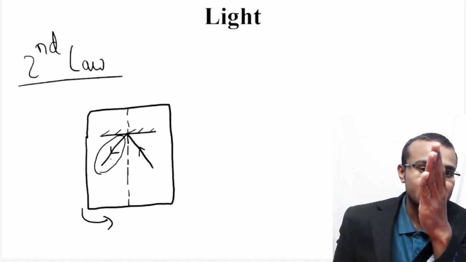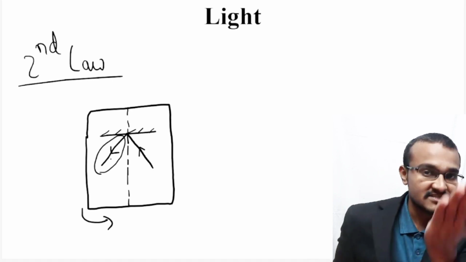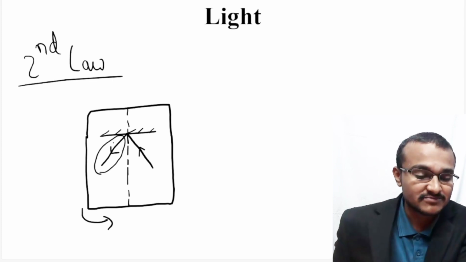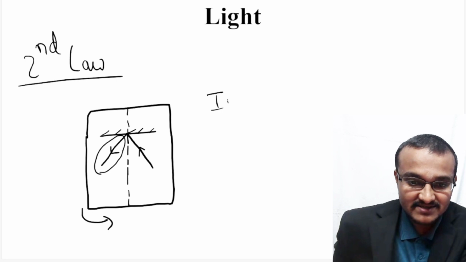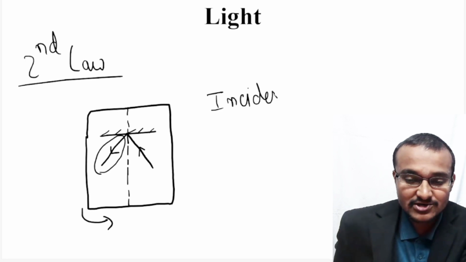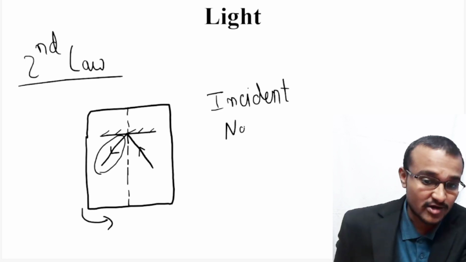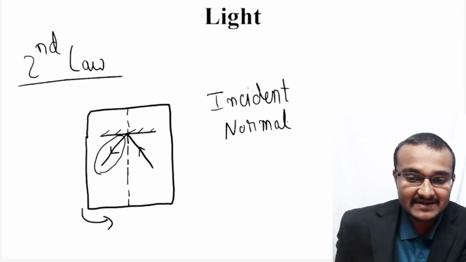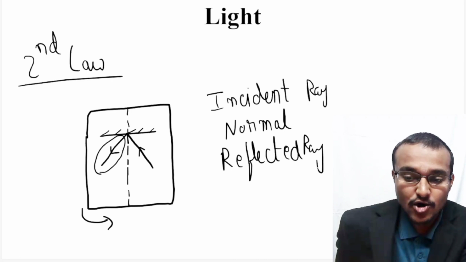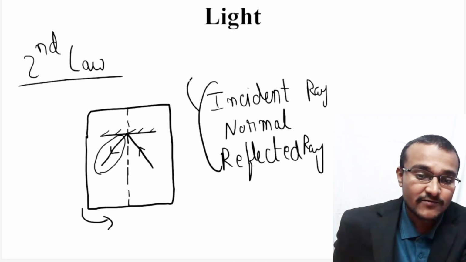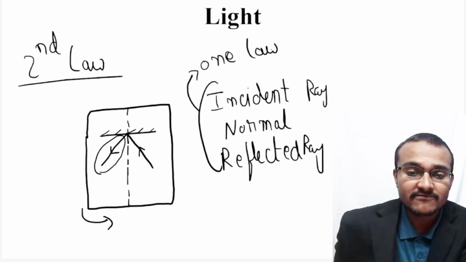But when you bring the paper to the normal position, like the initial position, then you can again observe this reflected ray. That shows the incident ray, the normal which is drawn from that particular mirror, and the reflected ray, all these three lie on the same plane. So incident ray, reflected ray and normal, all these three things lie on one plane. So this is actually the second law of reflection.